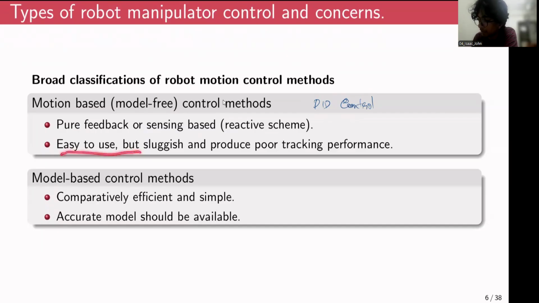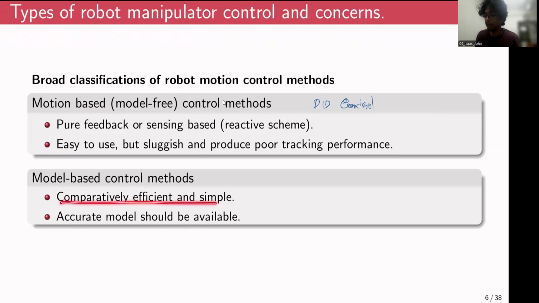So they are easy to use, but they are sluggish and produce poor tracking performance. Since it can only react based on the current error, it's basically sluggish. It takes a lot of time to correct the errors or to accommodate for any unwanted uncertainties. But if you have a model-based control, you basically have a virtual mathematical model of a robotic system.